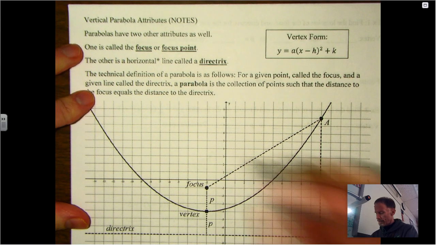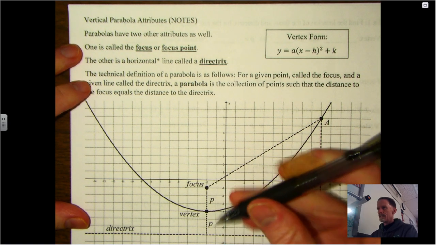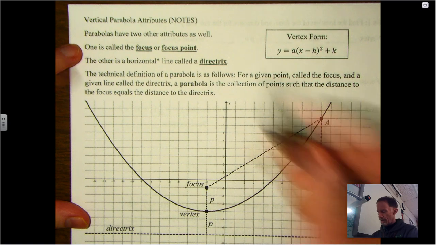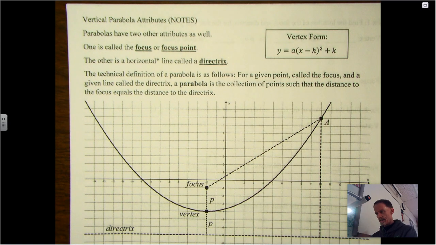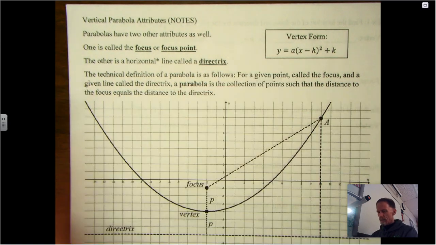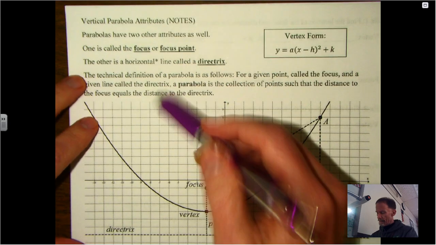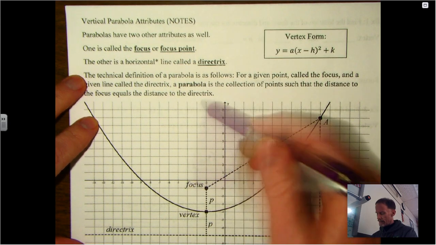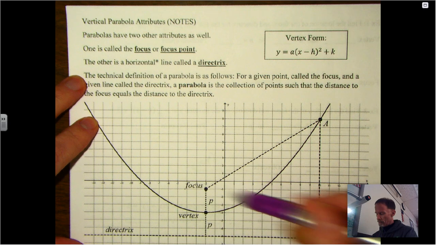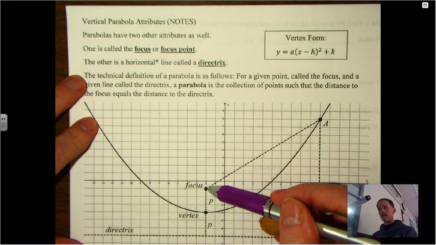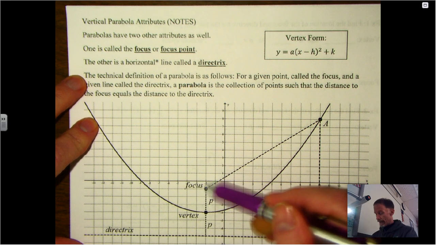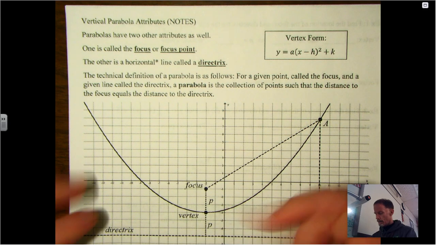The reason the focus point is important is if you've ever seen a satellite dish and they have the little receiver inside of the dish, the reason those things work is every single ray that comes into that satellite dish, they all bounce off the parabola, off the dish, and they all converge on the focus point.